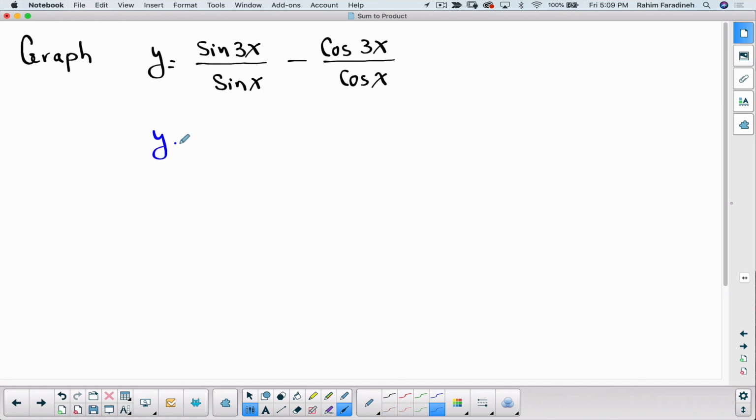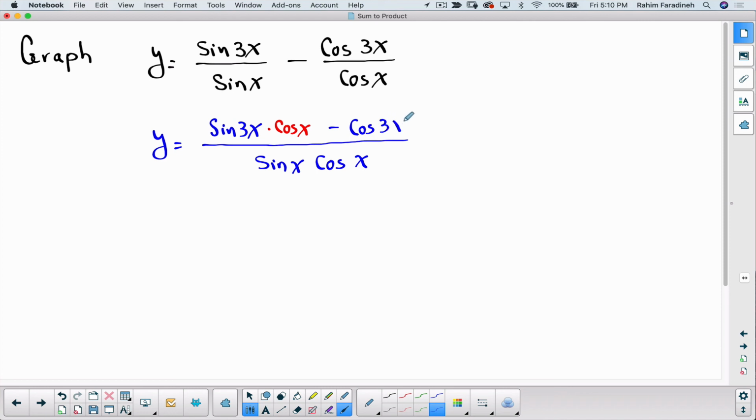Let's go ahead and simplify this. We're going to have an LCD of sine x cosine x. For the first fraction, we're going to take sine of 3x times cosine of x. And for the second one, we're going to go cosine of 3x times sine x.